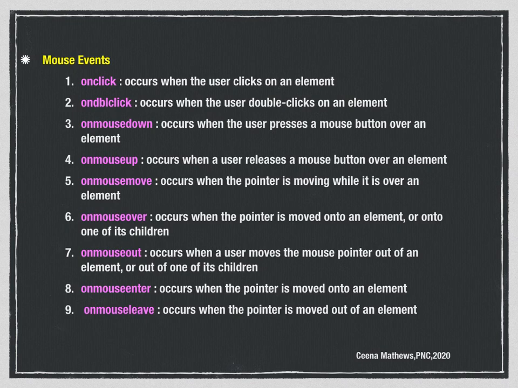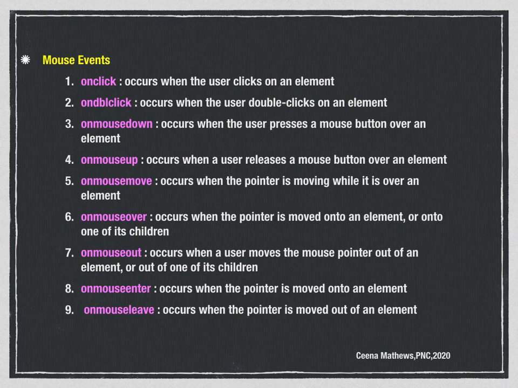On mouse out, when the mouse pointer moves out of an element. It occurs when a user moves the mouse pointer out of an element or out of one of its children.